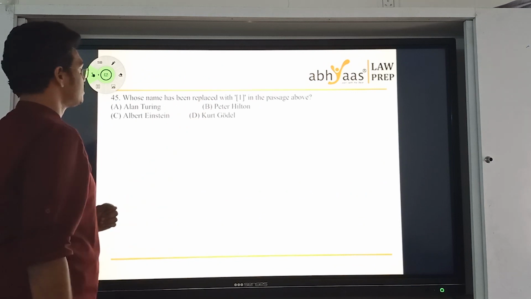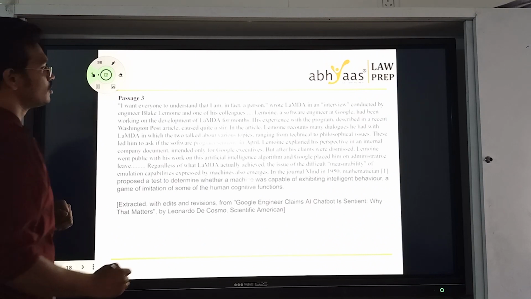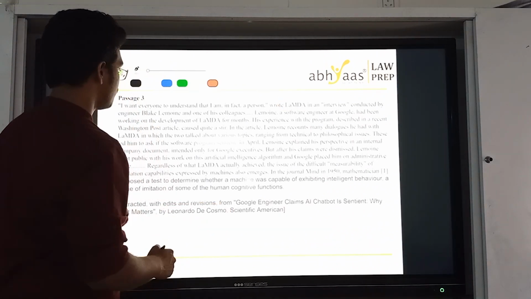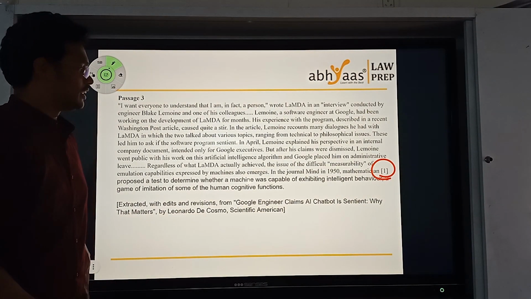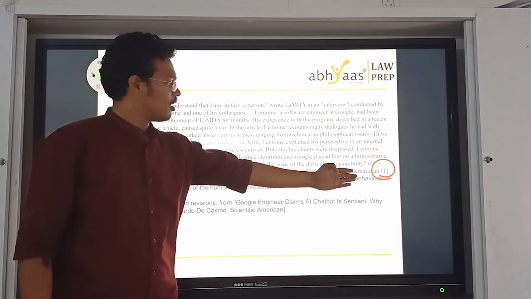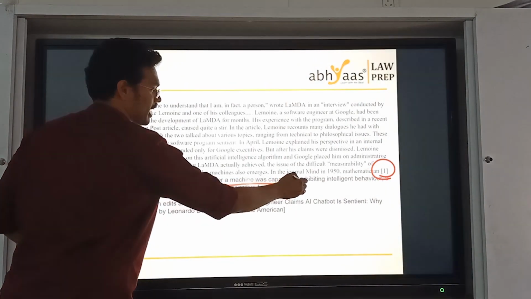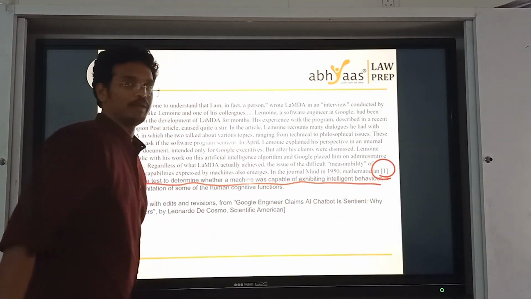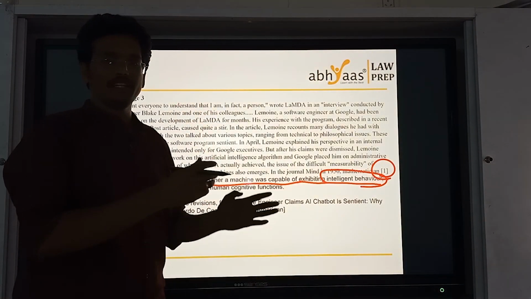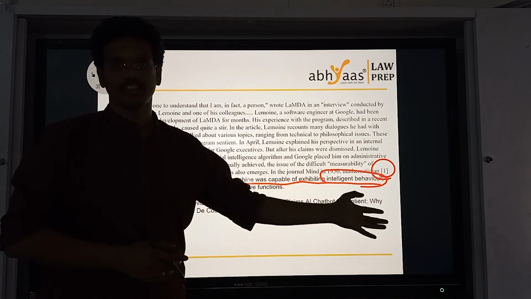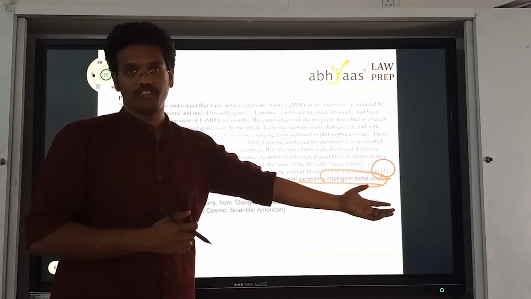Now look into the questions. Whose name has been replaced with 1 in the above passage? So where is the 1? Yeah, here is the 1. In a German mind in 1950, a mathematician proposed a test to determine whether a machine was capable of exhibiting intelligent behavior. So it is about a machine: can it exhibit intelligent behavior? That means he is talking about artificial intelligence. It is about a machine which can replicate human behavior.